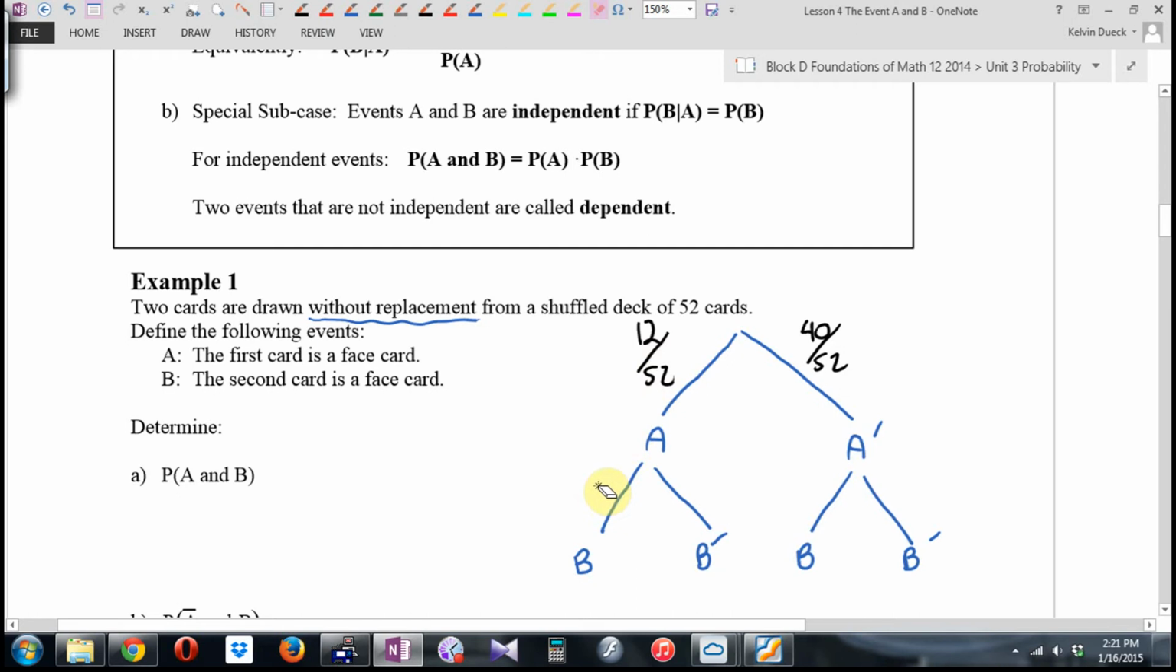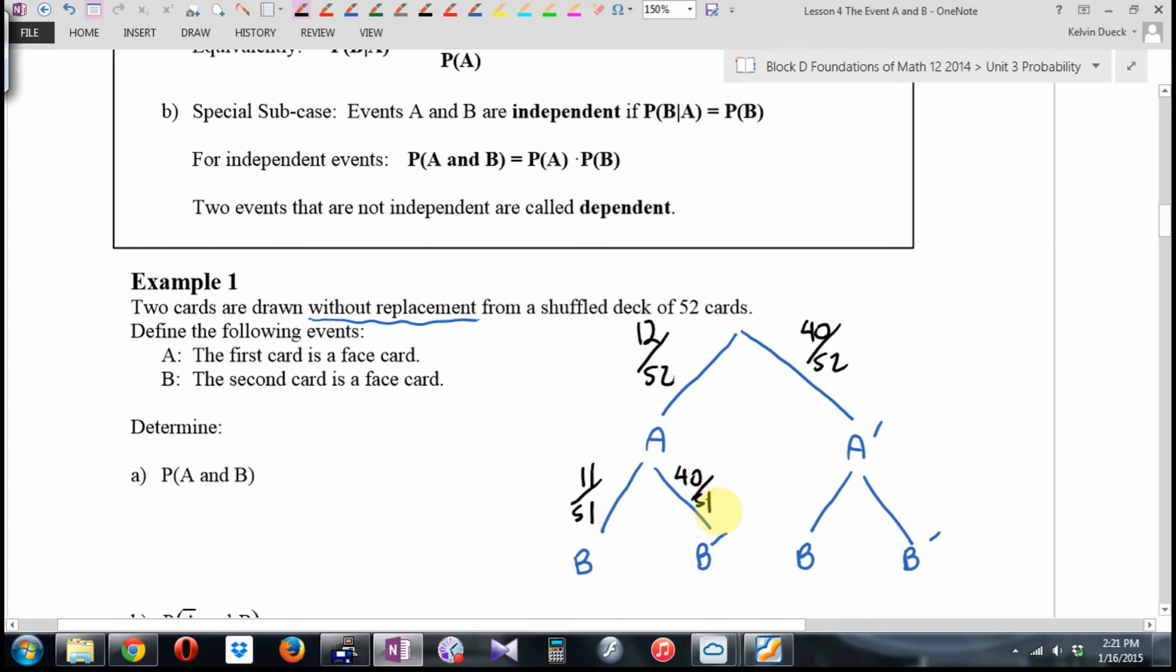Out of? Why 51, folks? Because you've already picked a card. Okay? So down this branch here, how many non-face cards are there? 40 or 39? Down this branch, there's 40 left because you didn't pick a face card, out of 51. Double check. Do they add to 1?